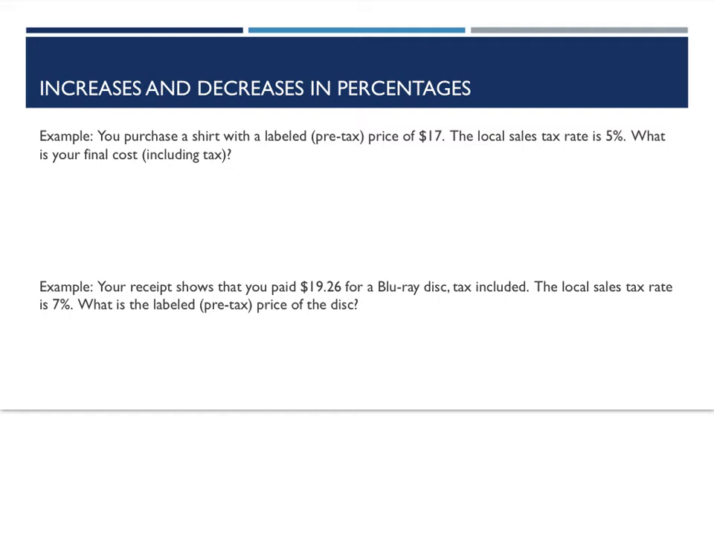I purchased a shirt with a pre-tax price of $17 and the local sales tax rate is 5%. What's the final cost? Now I don't want to have to figure out the sales tax and then add it. I want to do this essentially with one calculator stroke. So start with your percentage, because your percentage is step 1. If I have sales tax, does sales tax get added or subtracted? Well, I've never gone to the store and had them subtract sales tax. So my step 1 is going to take 100% and add my sales tax to it.